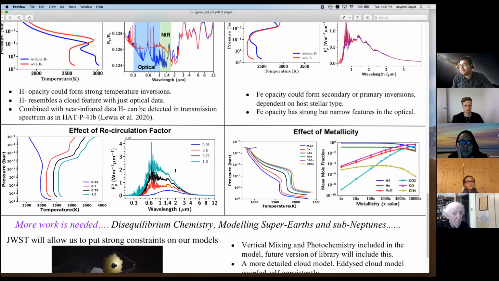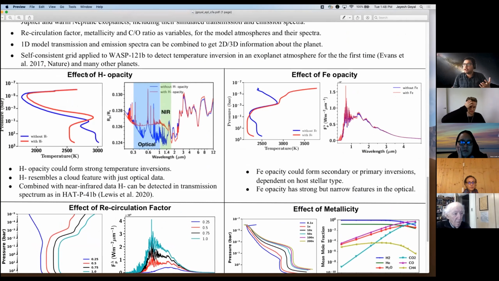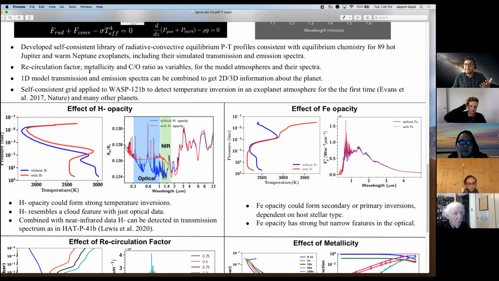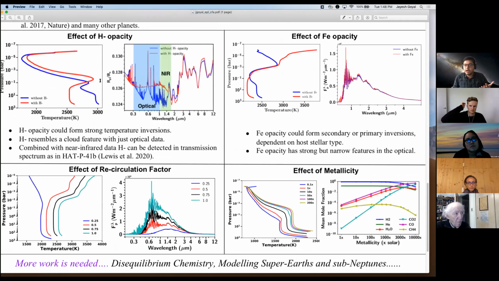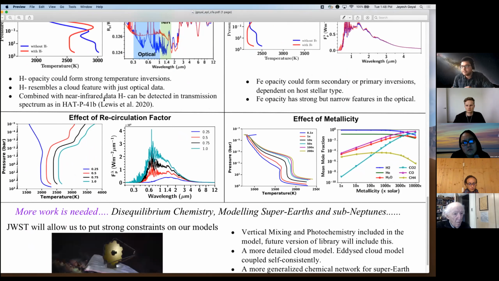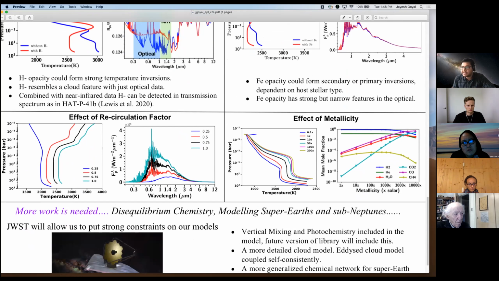So, like earlier I was talking about how recirculation factor and metallicity affect the spectrum and the pressure temperature. So this is what I'm showing here. In this plot, you can see how the recirculation factor affects the pressure temperature structure. This plot shows temperature on the x-axis and pressure on the y-axis. And as you increase the recirculation factor, you are reducing the energy that goes to the night side of the atmosphere.